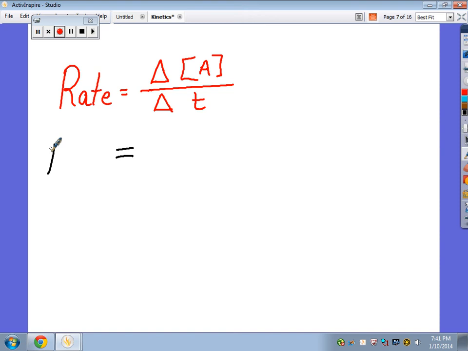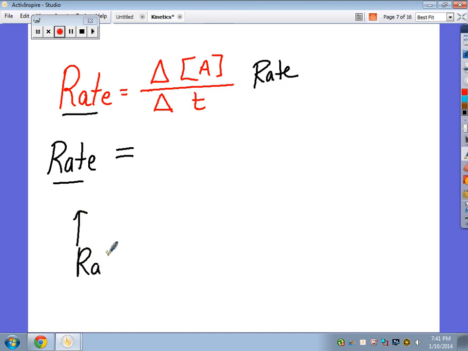Now I'm not going to show you how this is derived, but this is called a differential rate law. Look at this, here's rate and here's rate law. A rate just measures the change in concentration over change in time. A rate law actually gives me information about what happens if I change a certain reactant. What's it going to do to the rate?